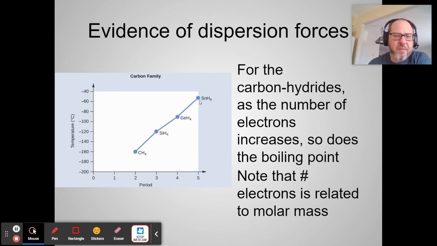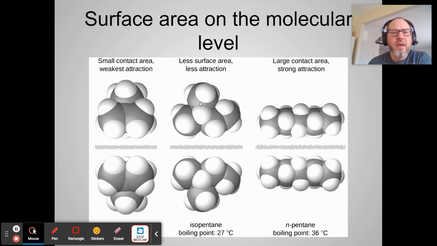It's also related to molecular weight or molar mass, but that's just because the number of electrons is also related to molar mass. So it's not because of the molar mass, it's because of the electrons. A very important distinction when you're talking about London dispersion forces. It's linked directly to number of electrons, right? And kind of indirectly to molar mass. It's also linked to the surface area of the molecule.